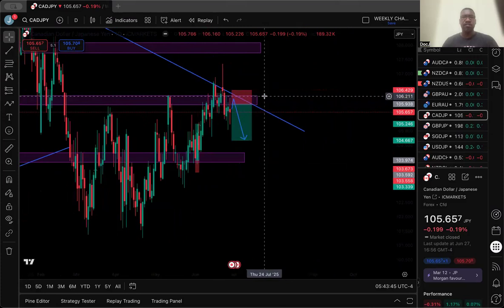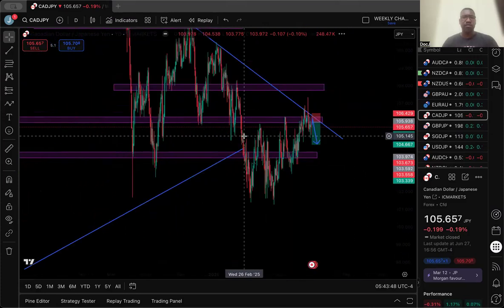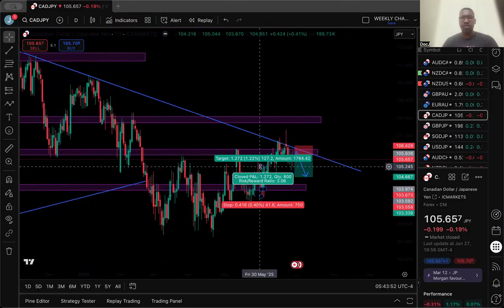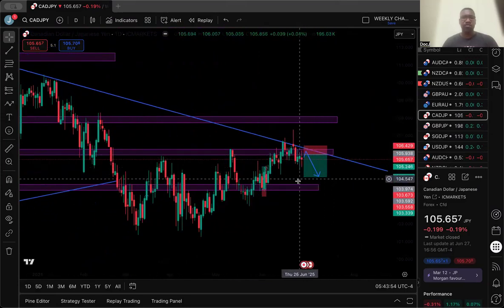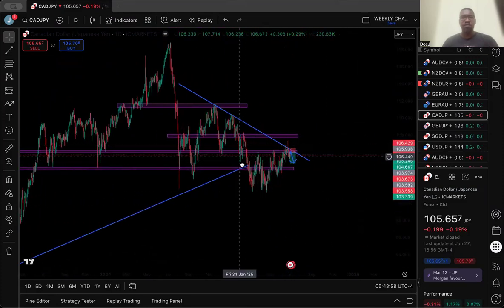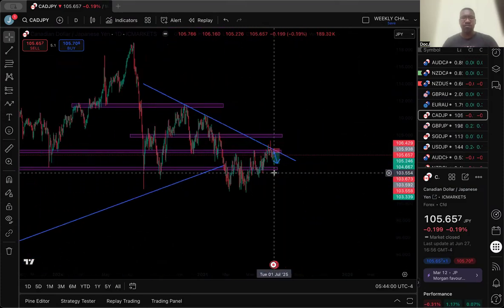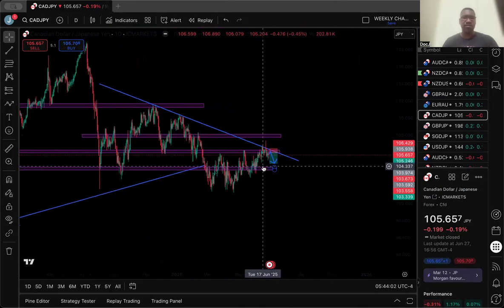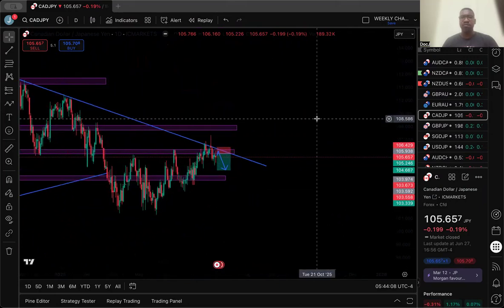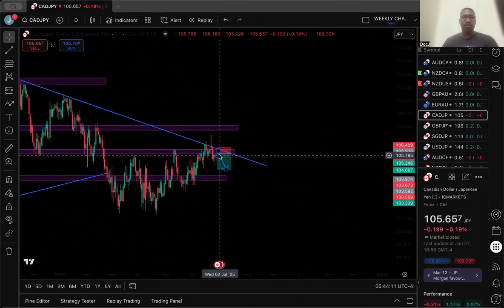So this here is a trending market. This is not a counter trend trade. This was always a bearish market. This was just the retest of that bear market, all right? So this here goes with the trend.